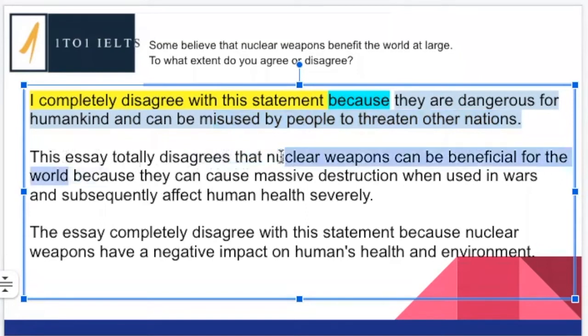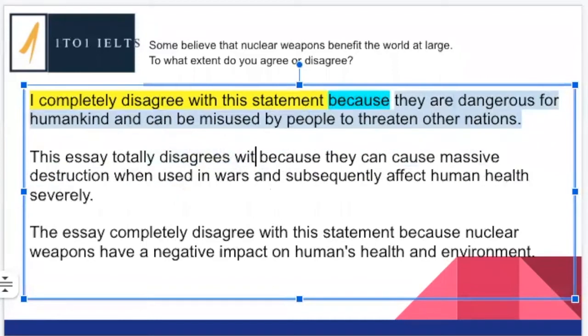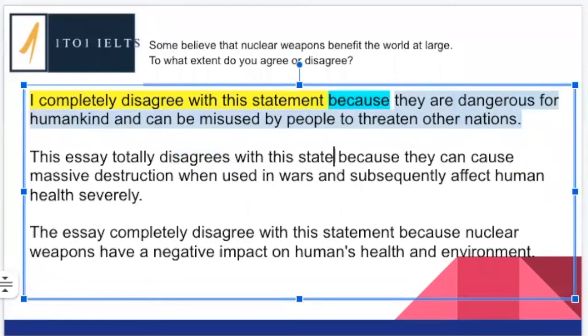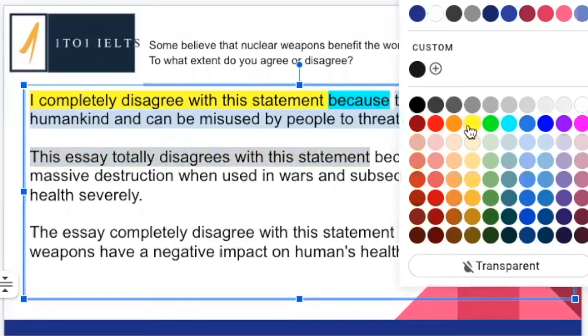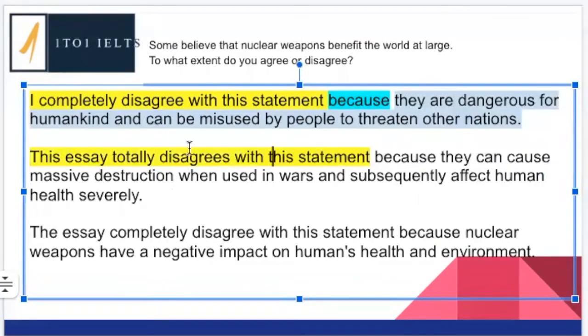So again, we've put this essay totally disagrees, so this is good. There's nothing wrong with this, that nuclear weapons can be beneficial. But we've already kind of mentioned it, and especially if this is going to be the next sentence, I would just use with this statement, because it's going to make your life easier. So again, I want to be very clear. It wasn't wrong what the student has done, but this is going to be easier. And we're all about easy, especially when we come into an exam. We don't have a lot of time. So this essay totally disagrees with the statement.